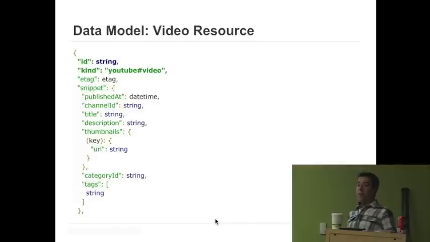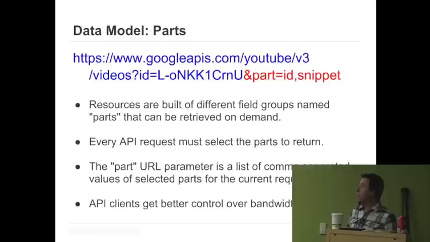This allows you to render the visual snippet of a video and even start playback in an embedded player. I didn't include that here, but that's there as well. There's a lot of extra information that you can request with specific requests.